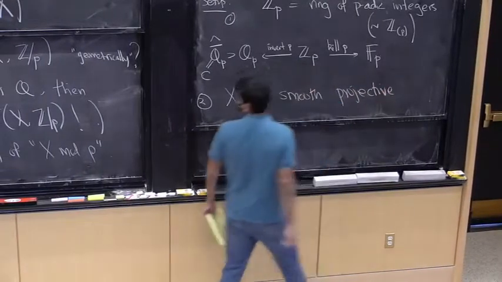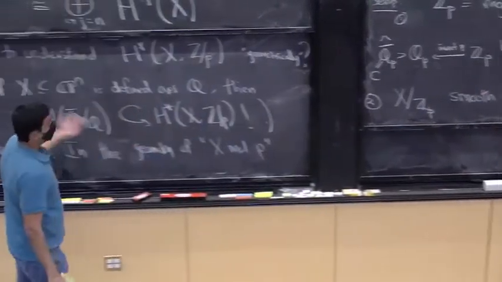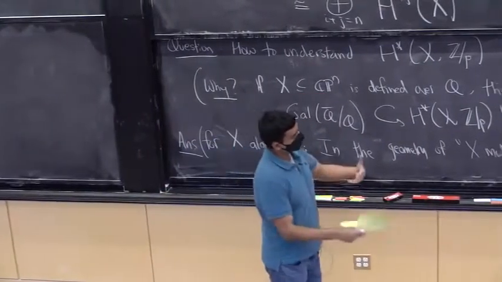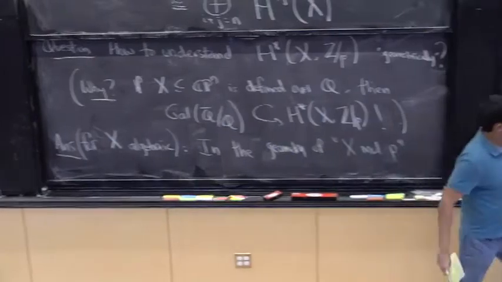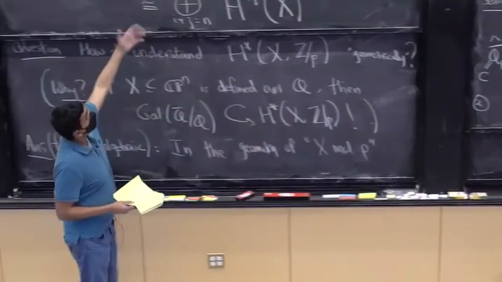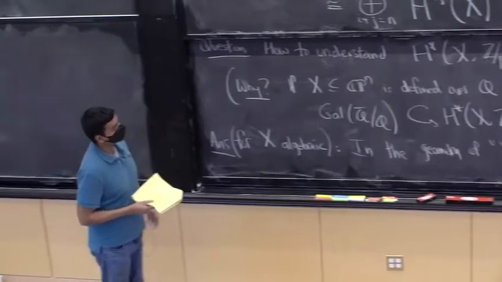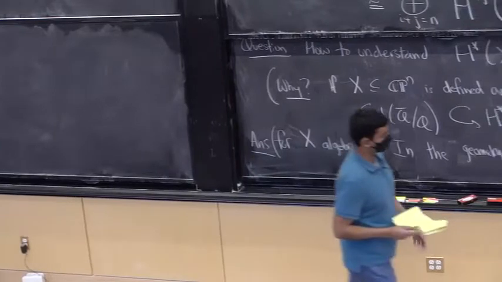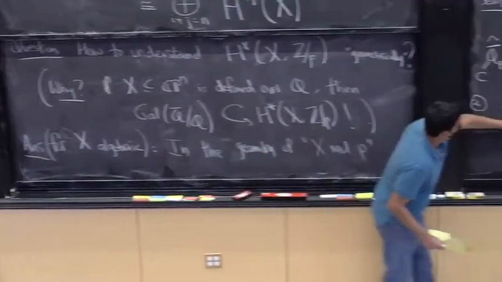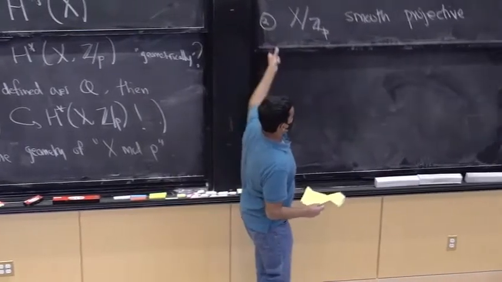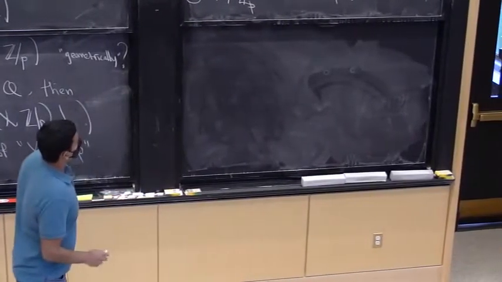What that means is that it's cut out inside projective space by homogeneous polynomials. That's the projectivity part. And then the smoothness part is the same condition that you would have encountered in complex geometry. Certain Jacobian matrices have to be invertible to guarantee smoothness. But the important thing is that the coefficients are in Z_p over here. And so there are two more concrete objects you can get out of this.